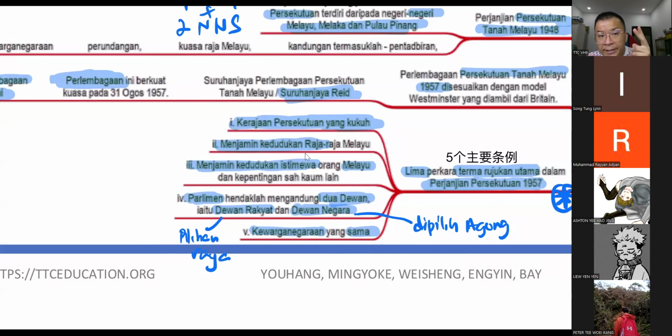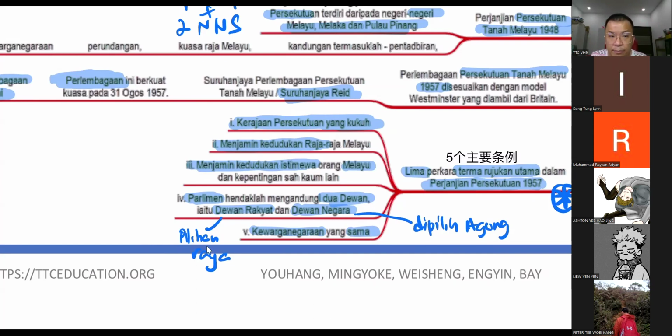Number 2, protect the king. Number 3, Malay special rights. Because when the Malay is special, so is the Malay king. So this is to protect the Malay king. Then the Malay king doesn't like parliament. That's why parliament is divided into 2 halls. You want to strengthen parliament, you unite them. You want to weaken parliament, you divide them.